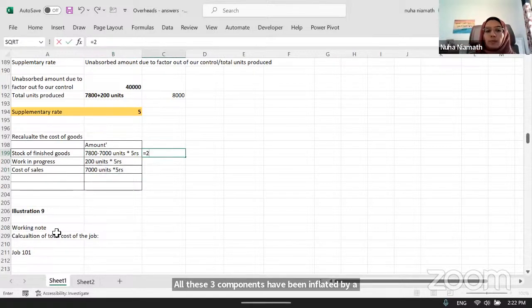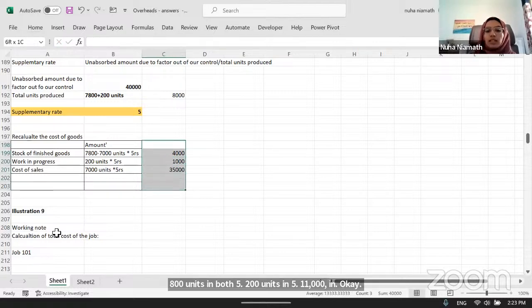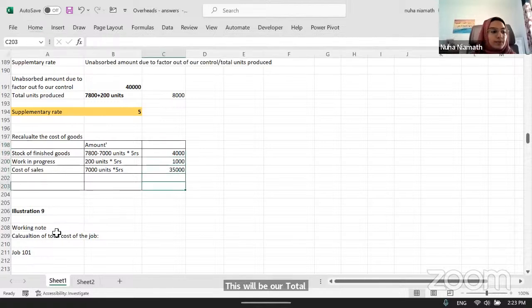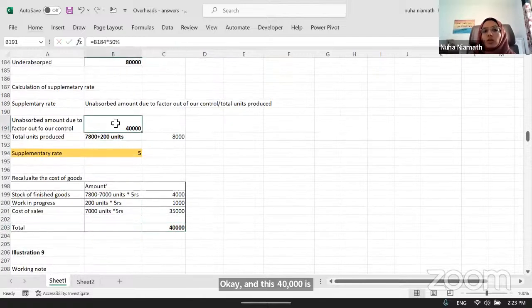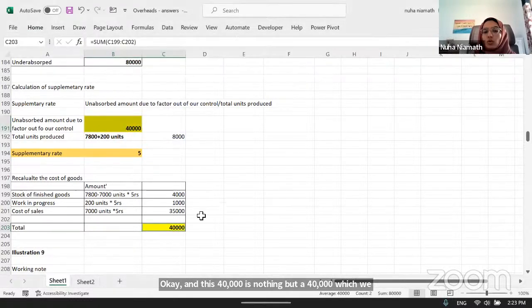So if you look here, it will be 800 units into 5, 200 units into 5, 7,000 units into 5. This will be our total increase in the cost of goods. The total should come to 40,000. And this 40,000 is nothing but the 40,000 with which we have to inflate our cost of goods. This has to be the same once you have inflated the cost of goods.